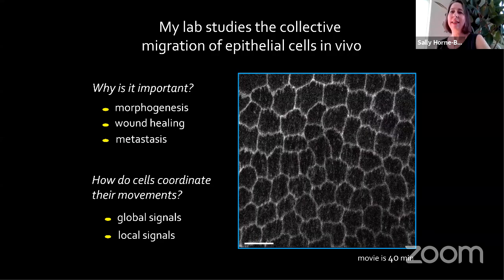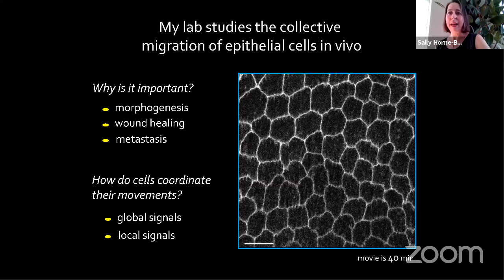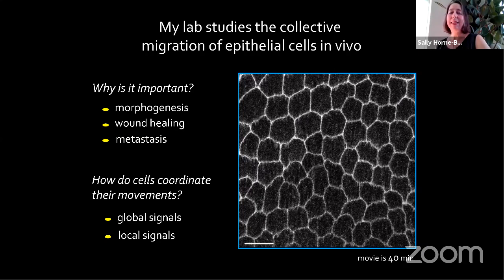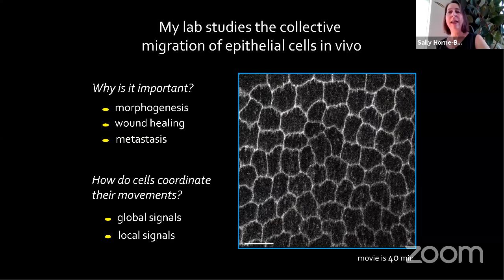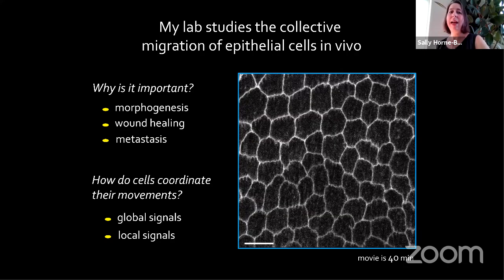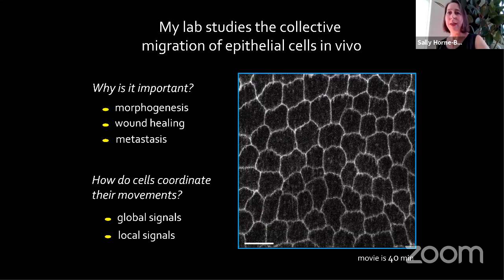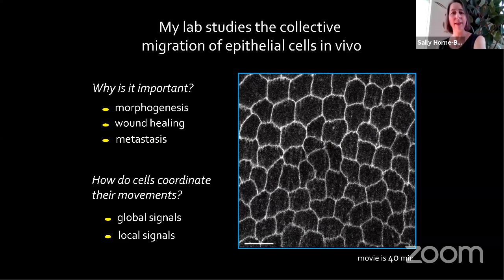And the aspect of this process that my lab is really interested in is to try and understand how each cell in this tissue signals to influence the behavior of its neighbors. We think about this happening both at the global level, in terms of signals that act at long range across the tissue, as well as local signals that are acting at short range right between neighboring cells.